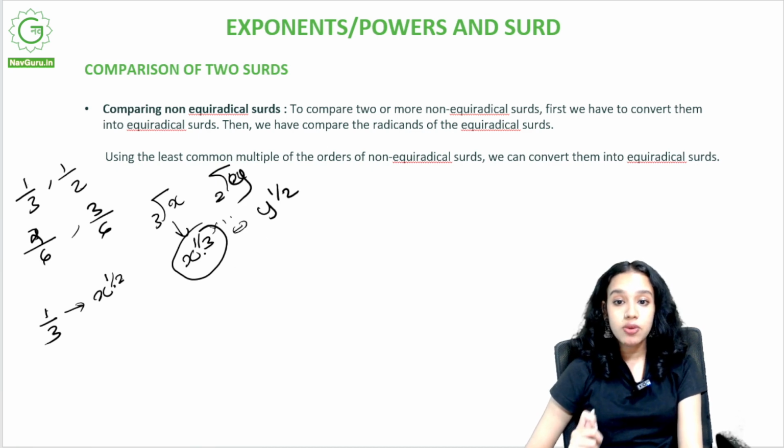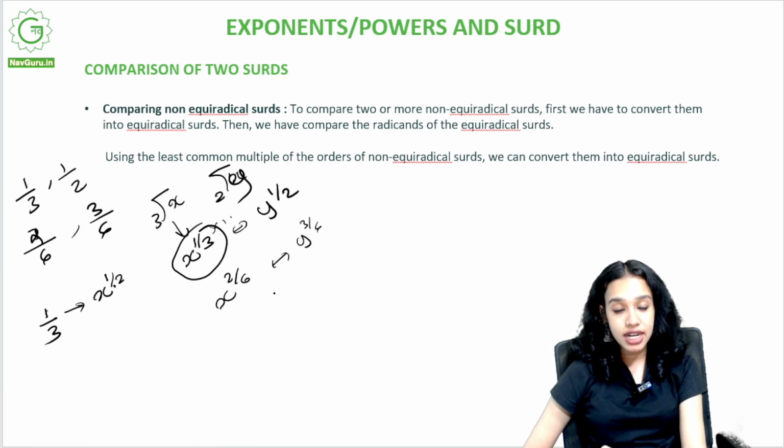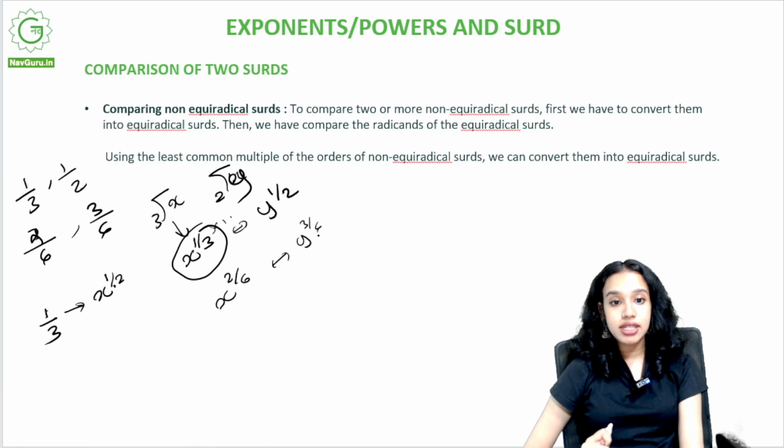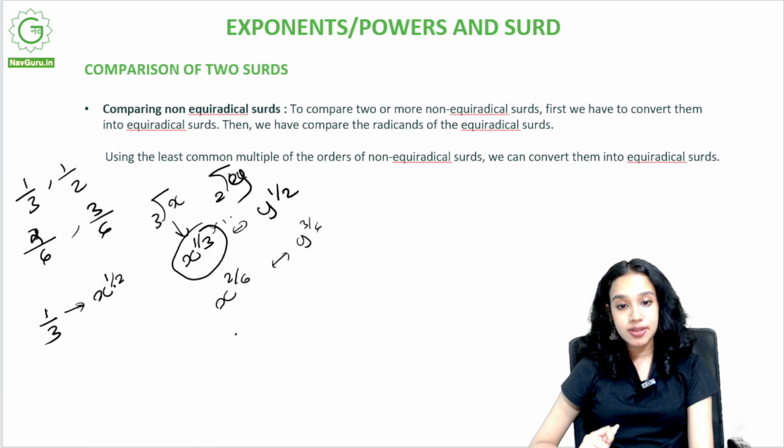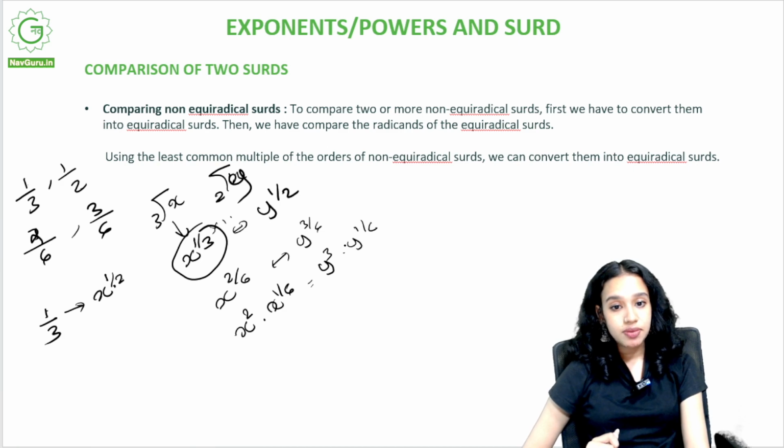Now we'll convert it into the same radical. So we have x raised to 2 by 6 and y raised to 3 by 6, right? So what do we get here? We could write it as x square into x raised to 1 by 6, and here we could write it as y cube into y raised to 1 by 6, right?